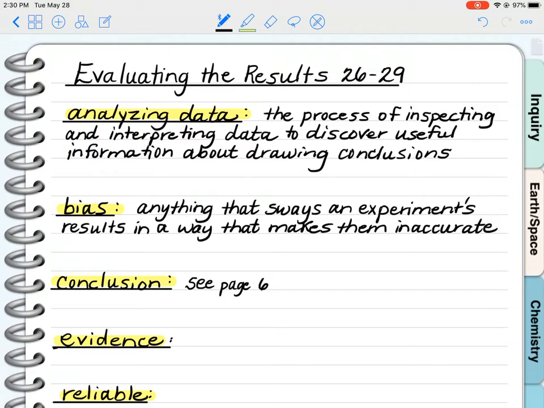And as a scientist, we have to avoid bias. And it's hard sometimes, especially if you're dealing with a topic that you feel strongly about. It's hard to not have bias in there, but you have to keep the bias out in order to make a valid experiment.